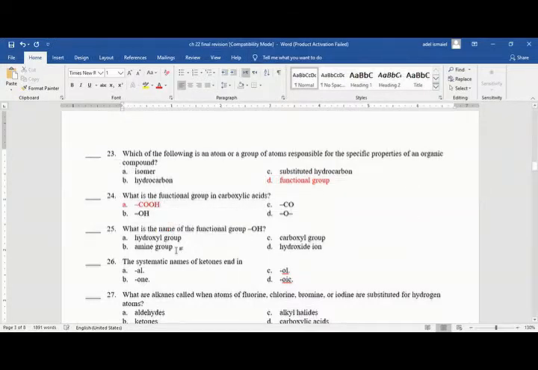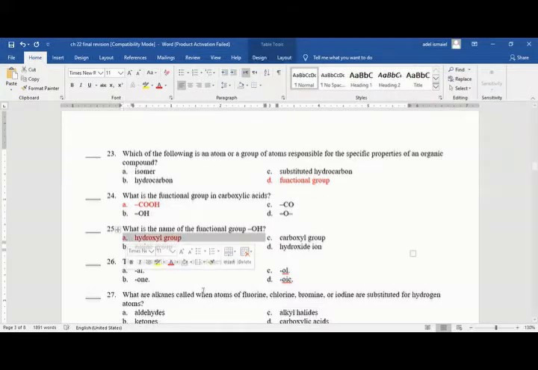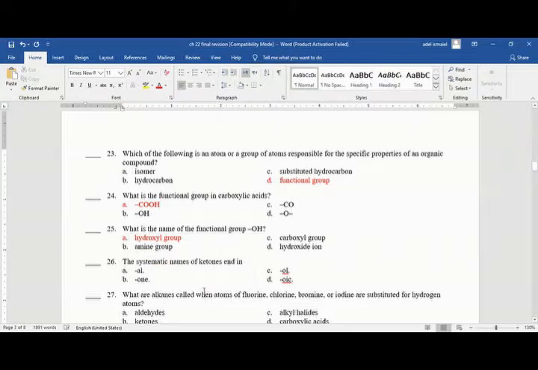Okay. What is the name of the functional group OH? This is a hydroxyl group. Thank you. The hydroxyl group means it contains hydroxide, OH. Okay. The systematic names of ketones end in what? Ketones end with -one. Okay, ketones. It ends with -one. If you remember ketones and aldehydes.